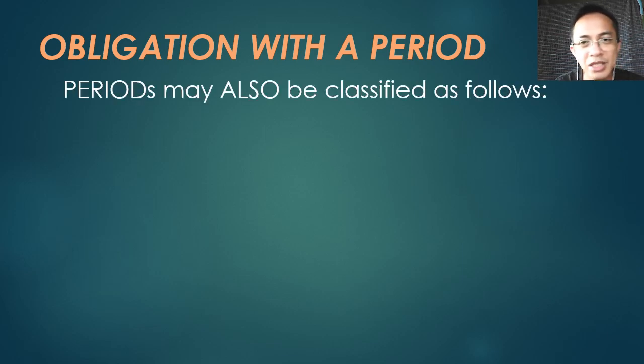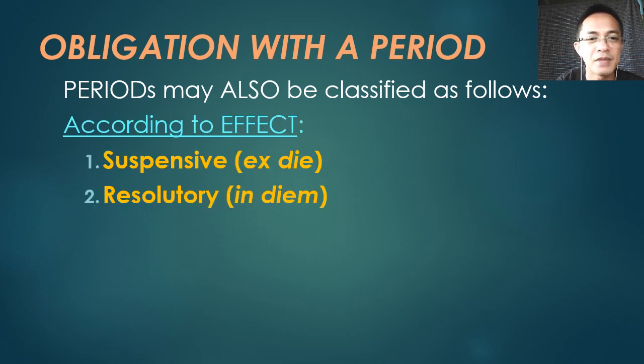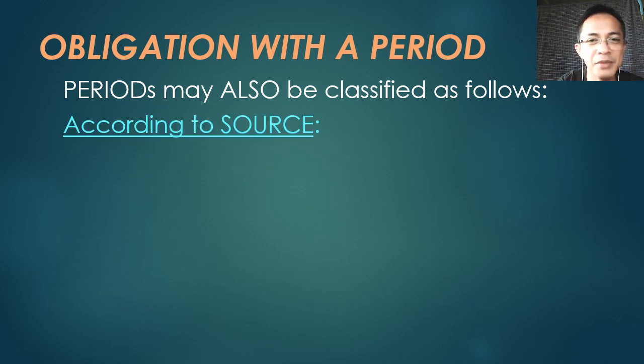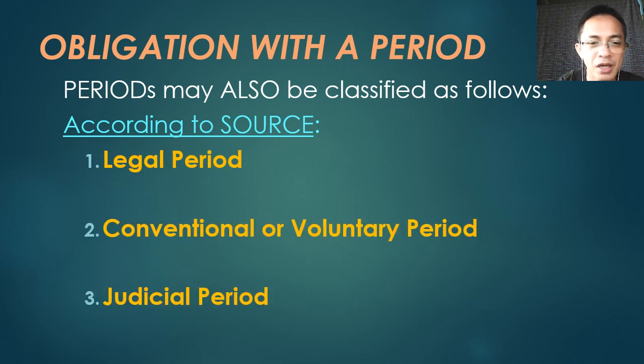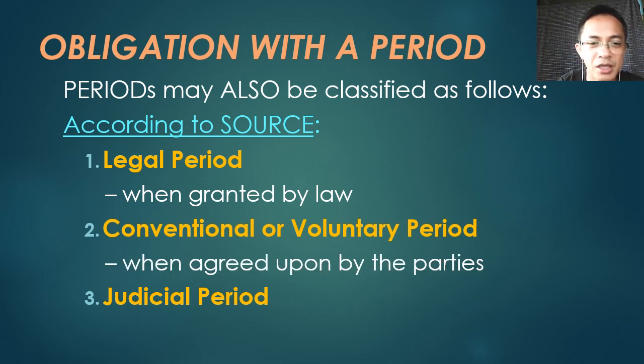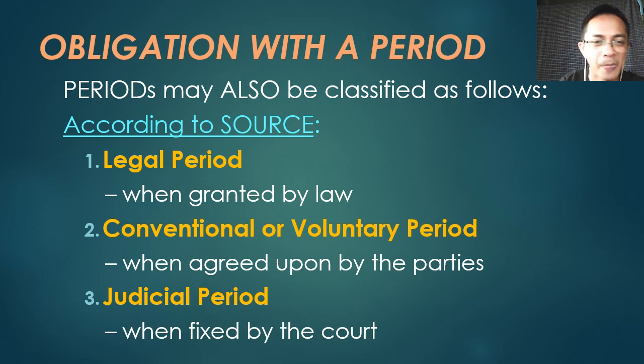Periods may also be classified as follows. Some authors will also classify this period as follows. Suspensive and resolutory, as discussed. Sometimes the period is also classified as to source: legal, conventional, or judicial. Legal period if it is imposed by law, conventional or voluntary if it is agreed by the parties, judicial if it is fixed by the court. Okay.